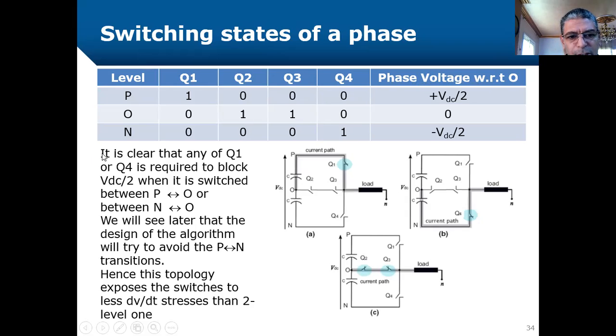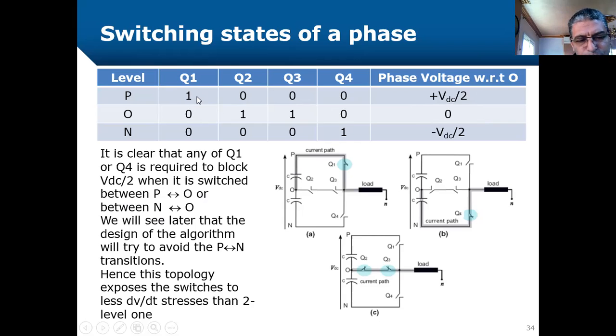Okay? So it's clear that any of Q1 or Q4, look at this, Q1 and Q4, either they are complementary or both of them are switched off. It's clear that any of Q1, Q4 is required to block VDC over 2. Because if we switch it on, it applies VDC over 2. If you switch it off, it will block this voltage as well.